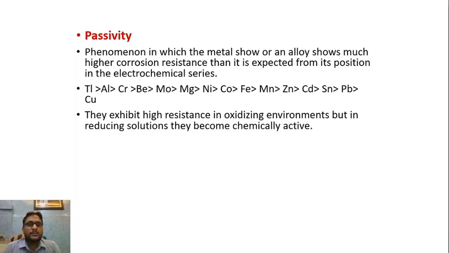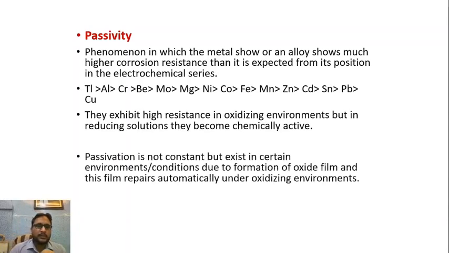This shows that passivity occurs because of the formation of a protective corrosion product. When they are present in an oxidizing environment, they react with oxygen and a protective corrosion layer is formed, and once that protective layer is formed, further corrosion stops and the metal shows exceptionally high corrosion resistance. But when the environment is reducing, no oxygen is there, they become chemically active and undergo corrosion. So this also shows that passivity or passivation is not a permanent phenomenon. It is a phenomenon that exists in certain environments only.